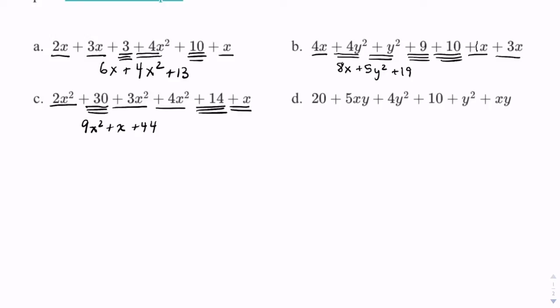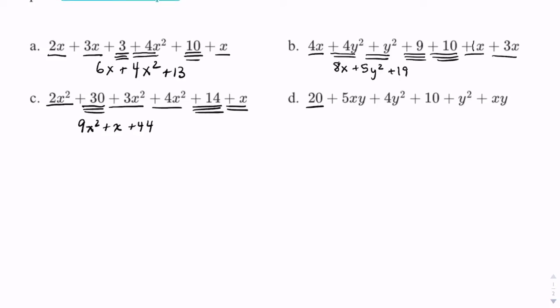And for D, let's see, I'm going to take the 20 and the 10 and get 30. And then I have 5xy and 1xy, right? There's that imaginary 1 there. 5 and 1 is 6xy. And then I have 4y squared plus, imaginary, this 1y squared. 4 and 1 is 5y squared. And again, order of these terms does not matter at this point.